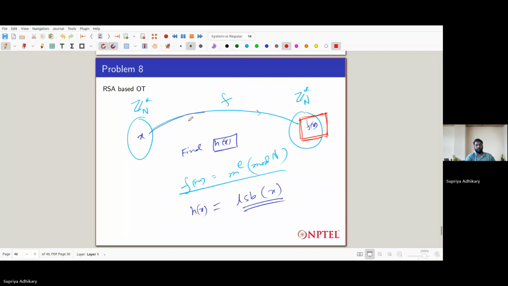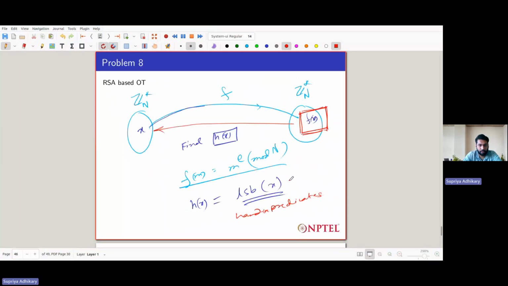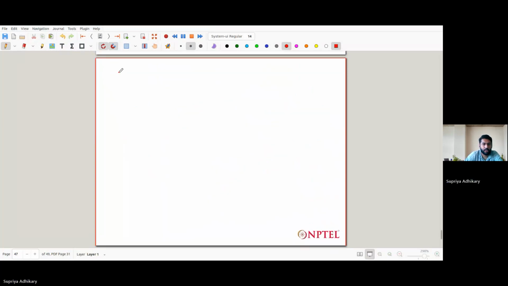I mean, that is proven to be a hard problem, and such functions are called hard-core predicates. So RSA is basically, so this is a hard-core predicate, this LSB of x. Now using this, we can create a bit OT for RSA.